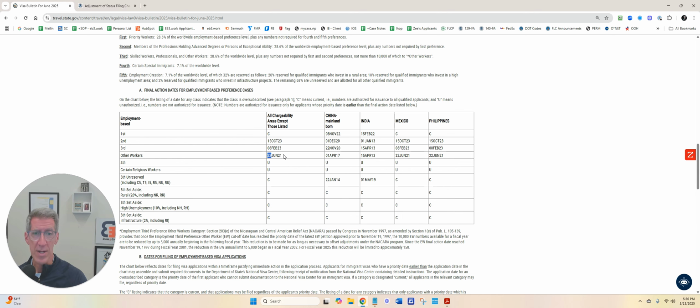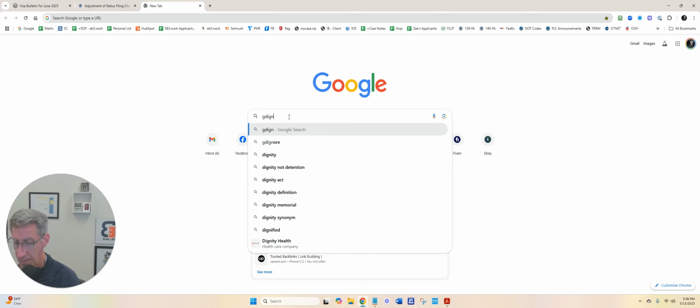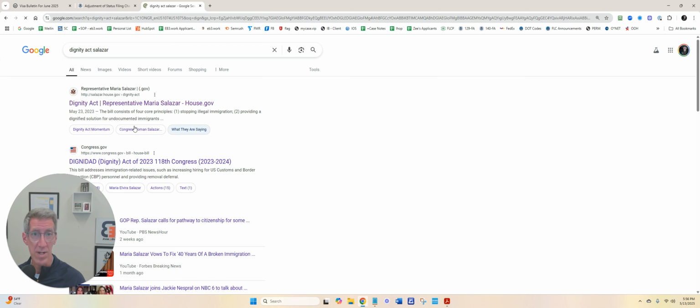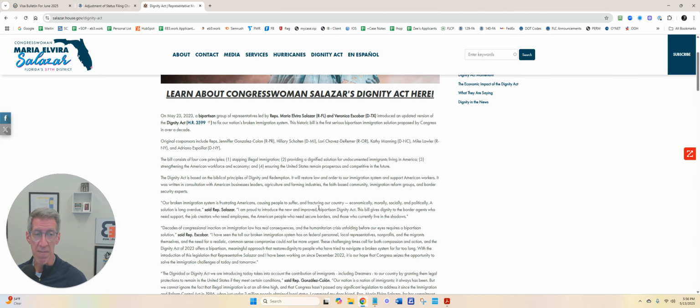So there is recent legislation. If you Google Dignity Act, let's try that again. Dignity Act Salazar. So Representative Maria Salazar is a congresswoman representing Miami, Florida. And in 2023, she introduced a very reasonable, very practical immigration bill to address a lot of the things that are broken about our current immigration system.